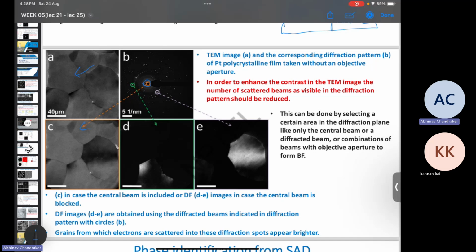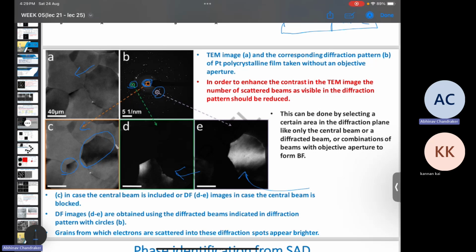But if you want to get specific information, then you can get information corresponding to either the direct beam, that is the transmitted beam, or the diffracted beam from specific planes. So for this particular diffraction spot, you got this image. For this spot, you got this image. And we can see that the portions which were dark in the bright field image are actually bright in some of the dark field image. Dark in the bright field is brighter in the dark field, right?